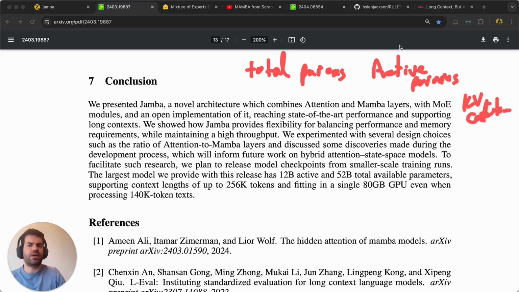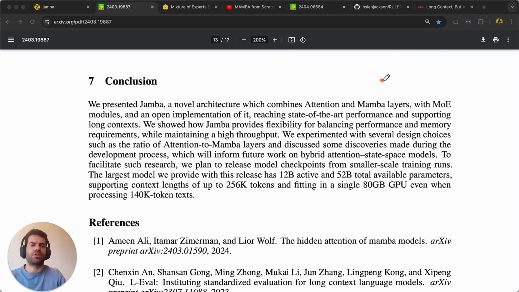The total params, we always had. The active params were introduced with MoE. This is for the inference time. And the total params plus the KV cache really indicate the GPU we can serve on. So I think this is a really, really nice architecture. This is something that will probably be here to stay for the long haul.